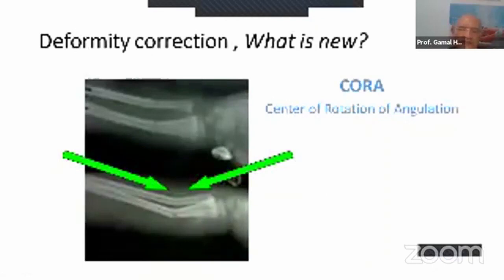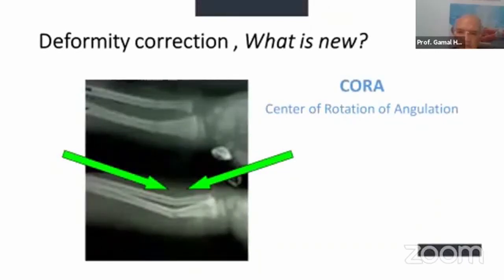Another important issue is the expressions we use, the terms CORA and ACA. They seem like difficult terms, but this is not true. We don't do something new. We have dealt with deformity for decades. CORA is called the center of rotation of angulation.